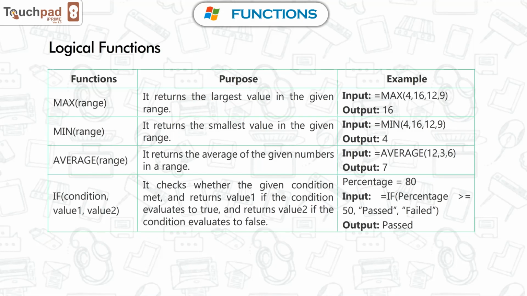Output: 4. Average(range). It returns the average of the given numbers in a range. Input: =AVERAGE(12, 3, 6). Output: 7. If(condition, value 1, value 2).